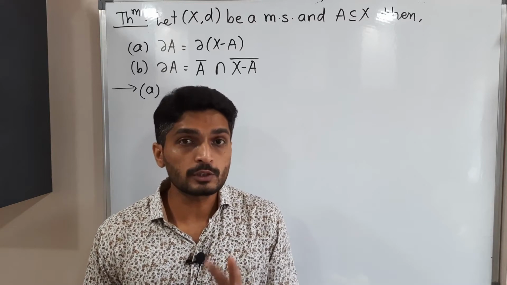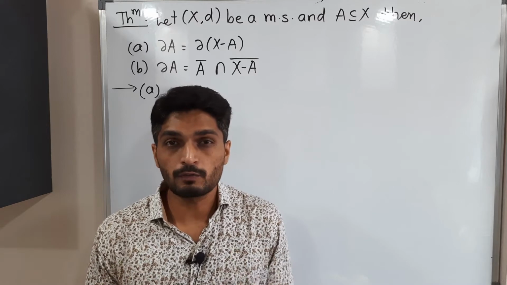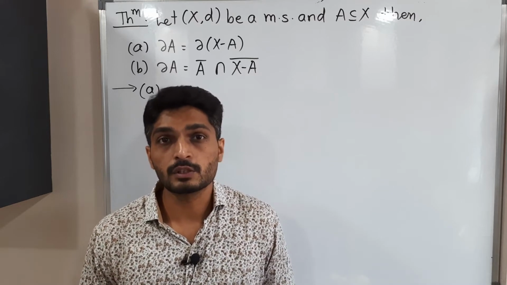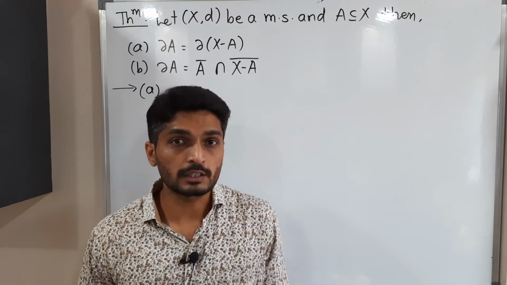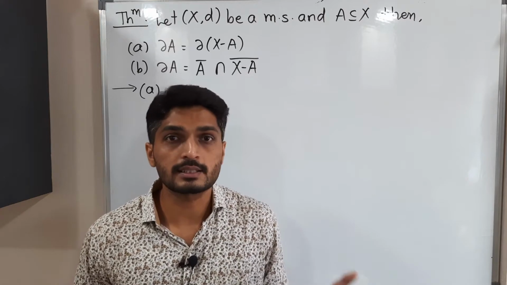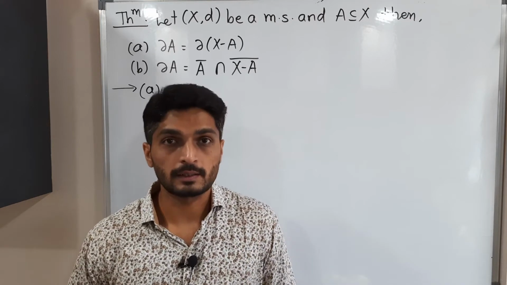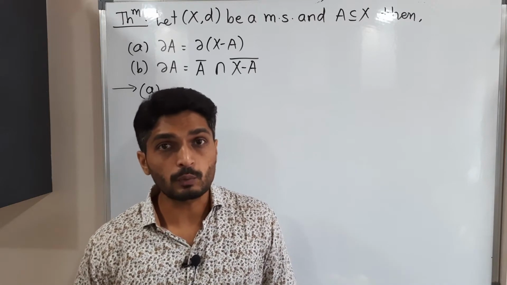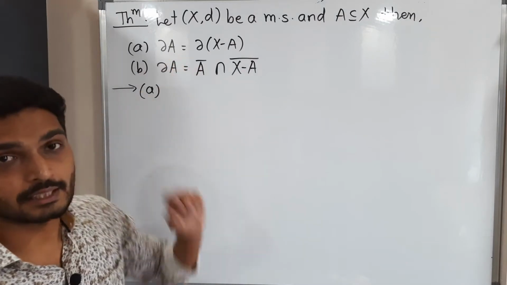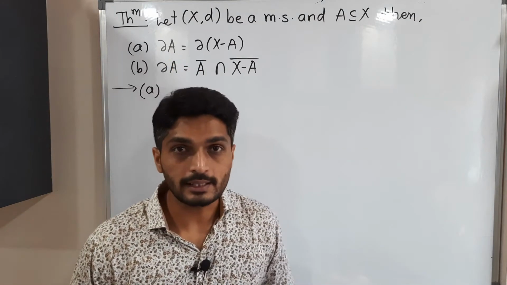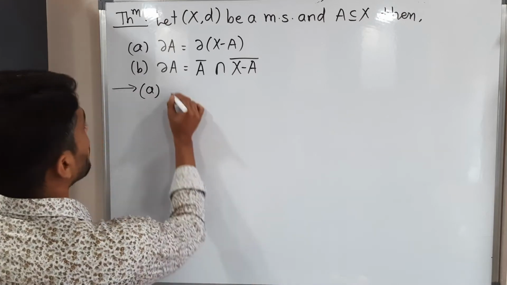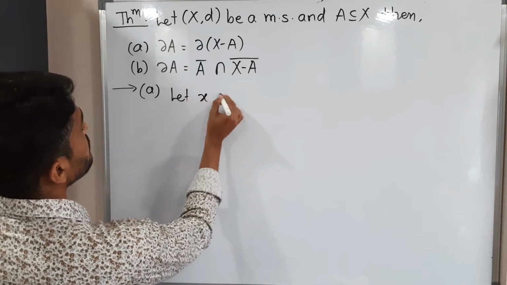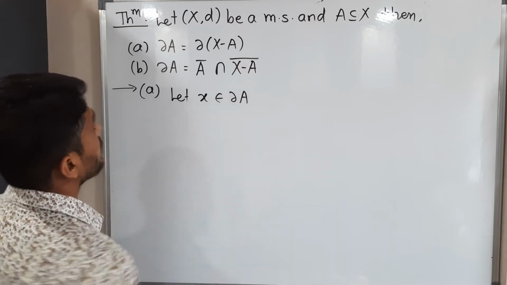So we have to prove that these two sets are equal. Obviously, our regular method is we prove that the first set is a subset of the other, and after that we prove that the second set is a subset of the first set. For that purpose, I am going to take one point from the first set and I will prove that it is in the second set. Let us start. Let x belong to ∂A.